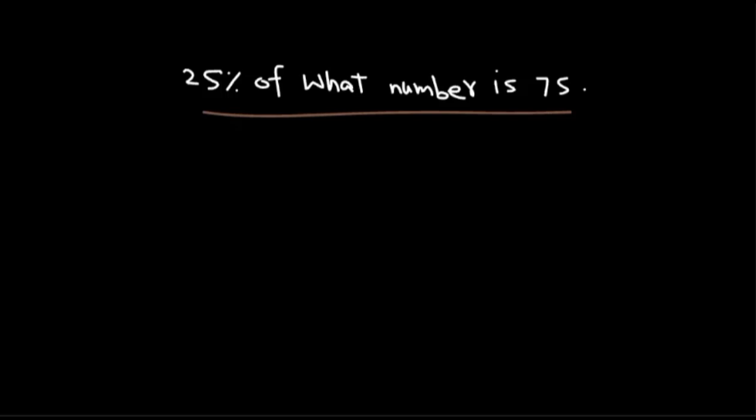For example, we have 25% of what number is 75. So for this, we have number is equal to 75 times 100 divided by 25%.